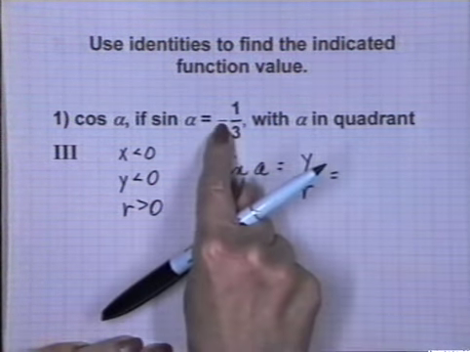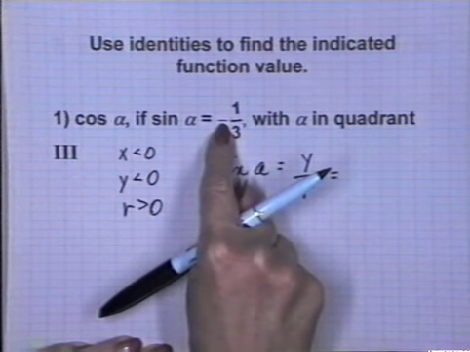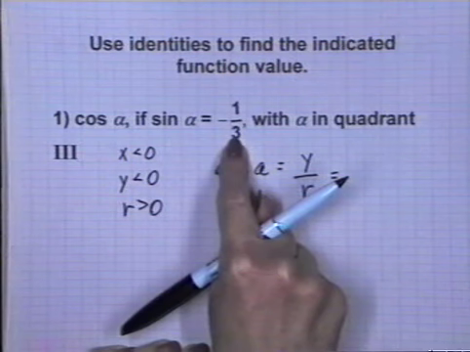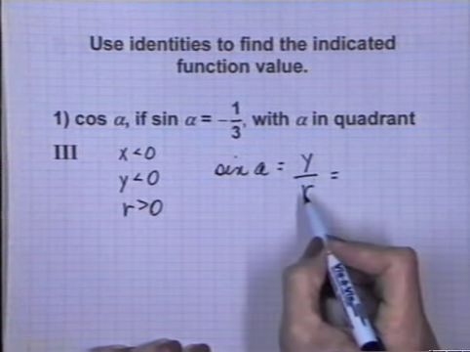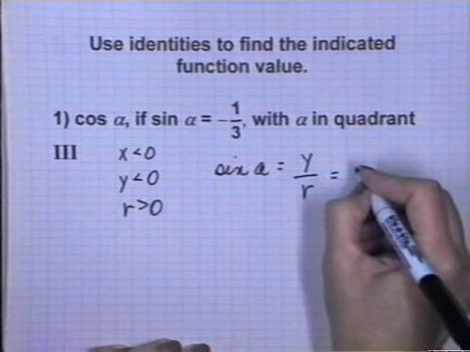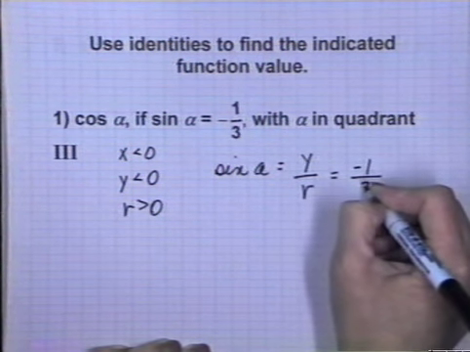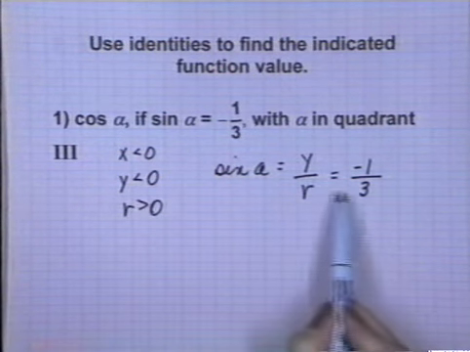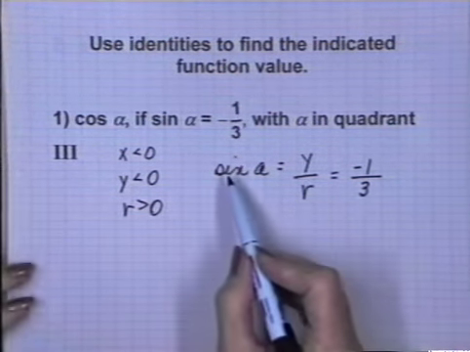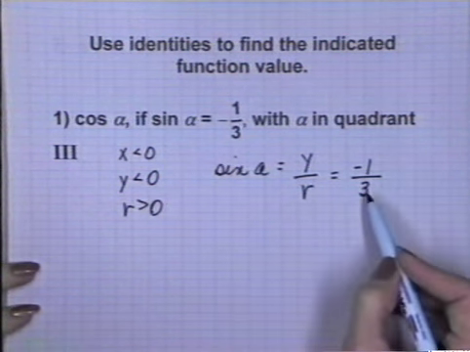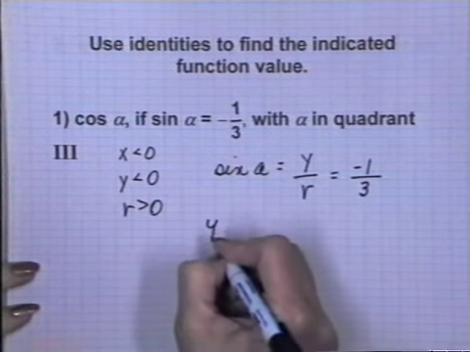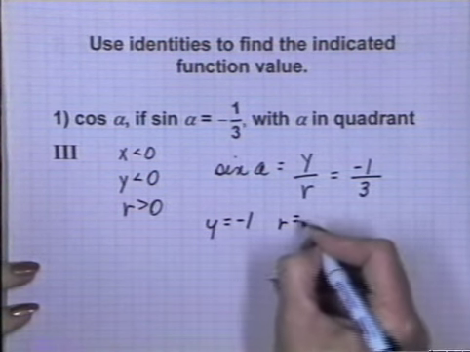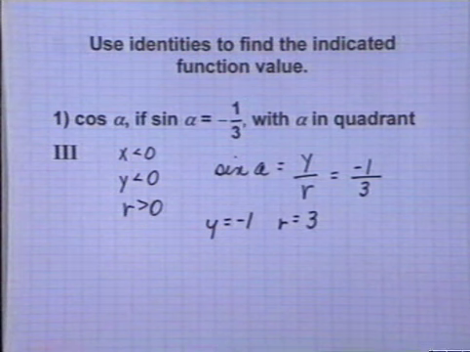Well, if I see a negative here, the way that I have a negative there is either for the numerator to be negative or for the denominator to be negative. So I know in this case that it is my numerator that must be negative because my y is negative and my r is positive. So by knowing that the sine of alpha equals negative 1/3, I know that my y coordinate could be negative 1 and that my r then would be 3.